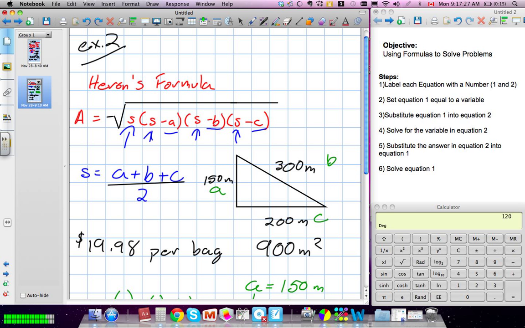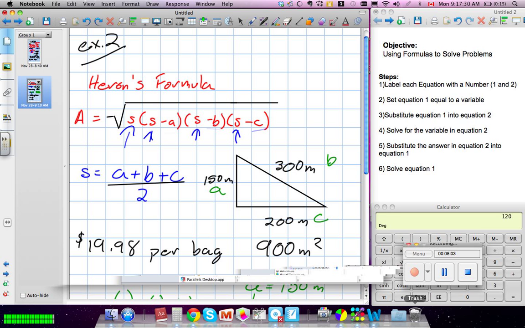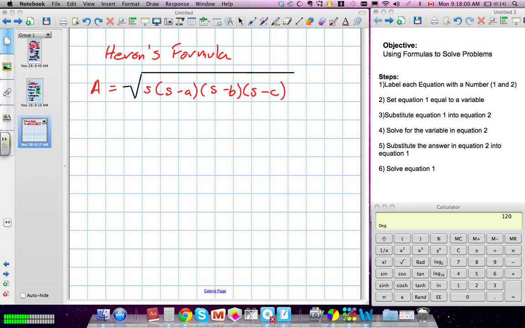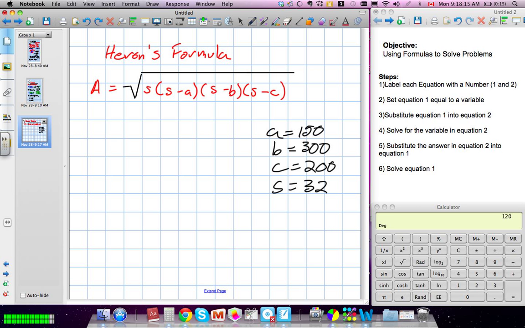Okay, so this is the main formula we're working with, which is the area. Remember, we stated that A was equal to 150, B was equal to 300, C was equal to 200, and we just discovered that S was equal to 325. So we're going to plug those all into Heron's formula. We get A is equal to, and we're going to need a square root here. The square root of 325 multiplied by 325 subtract 150, this is definitely not going to fit. Move it down.